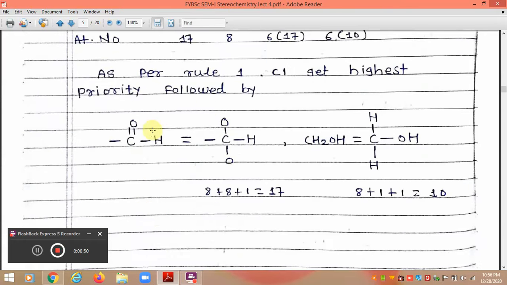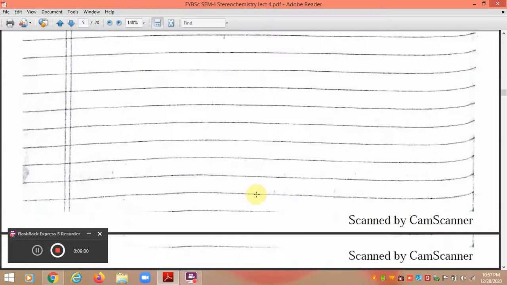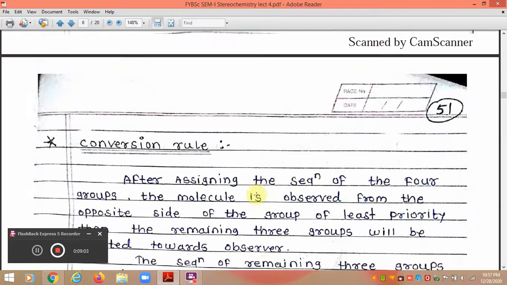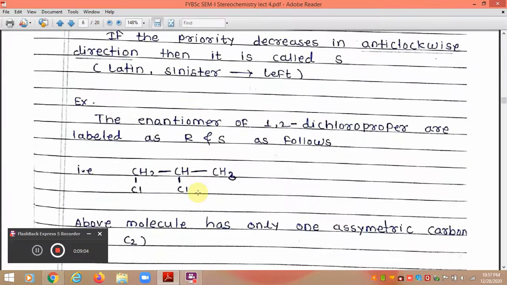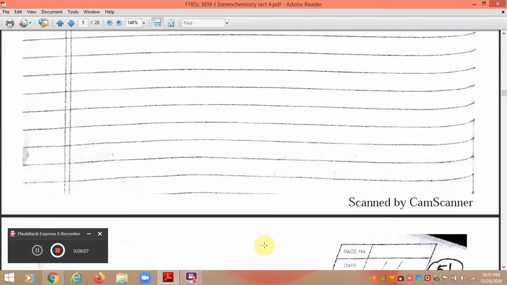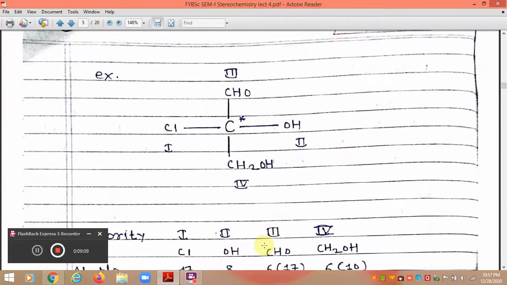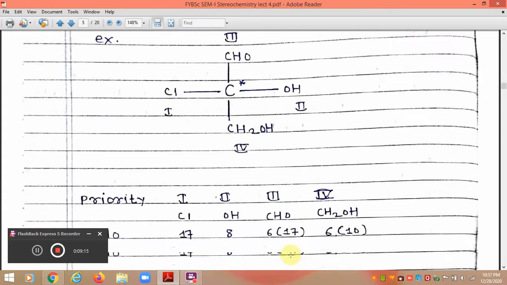Here this is explained: in CHO, the carbon is attached to 2 oxygens and 1 hydrogen, but this carbon is attached to only 1 oxygen and 2 hydrogens. That's why this CHO will get more priority. So this is the conversion rule. And here in this case, if we look at the priority order, it is 1, 2, 3, so it is in anticlockwise direction.